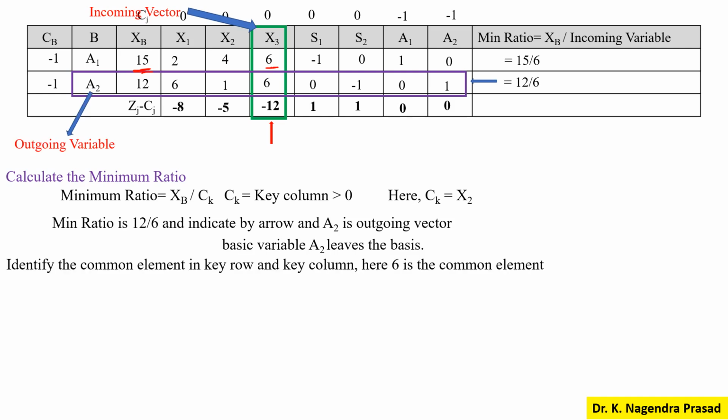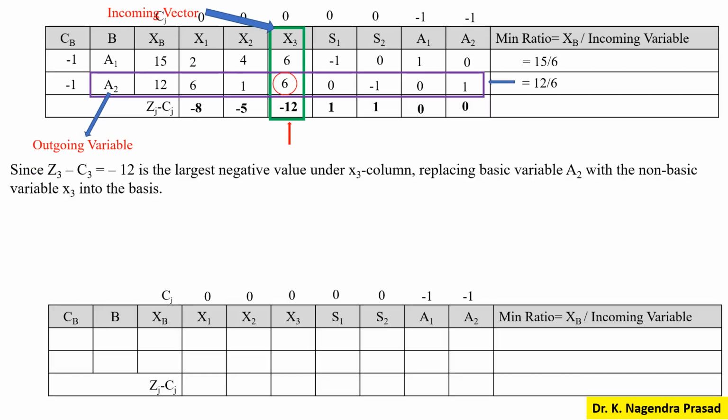Next we have to identify the common element in the key row as well as the key column. Here the key column is the x3 column and the key row is the A2 row. So the common element in the key row and the key column is the element 6. So this element 6 we call the key element. Next step is to construct a new simplex table by entering the incoming variable.